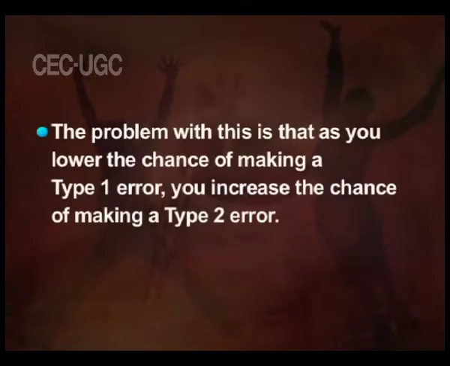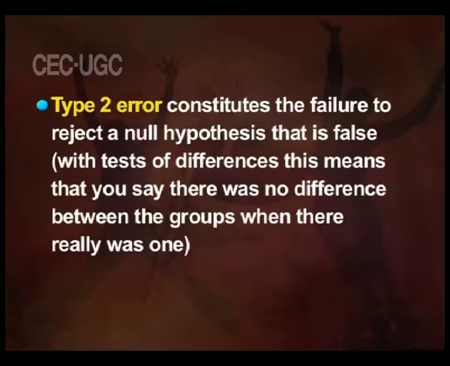However, the problem with this is that as you lower the chance of making a type 1 error, you increase the chance of making a type 2 error. So what is a type 2 error? A type 2 error constitutes the failure to reject a null hypothesis that is false. With tests of difference, this means that you say that there was no difference between the groups when there really was one.